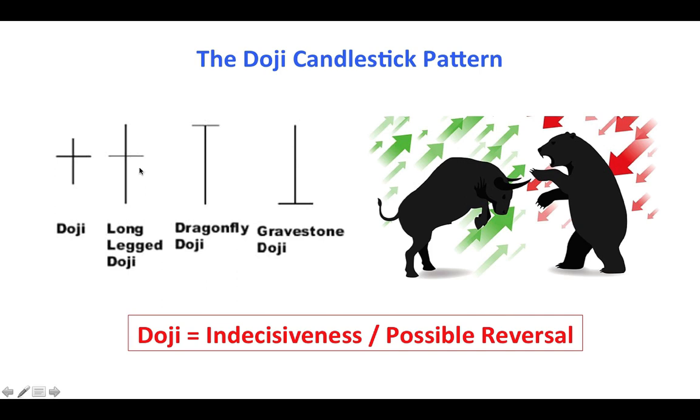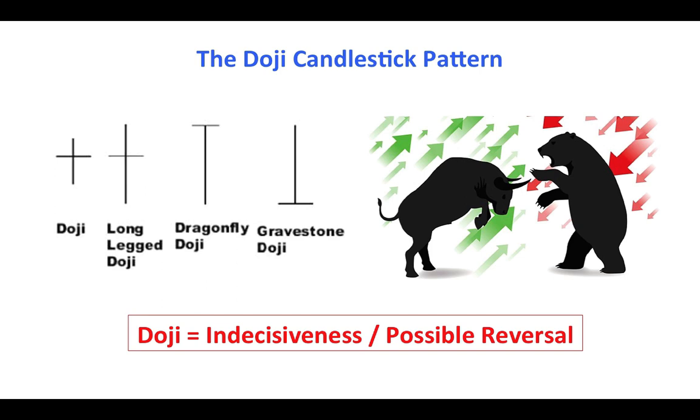And you can see some examples of the four main doji patterns. This is a doji, it looks like a cross. You have a long-legged doji, a dragonfly doji, a gravestone doji. In all of these, you'll notice that the open and the close are at the same price or about the same price, indicating a battle between the bulls and the bears that ended up pretty much a draw. These patterns are oftentimes present at reversals. They indicate indecisiveness and a possible reversal.